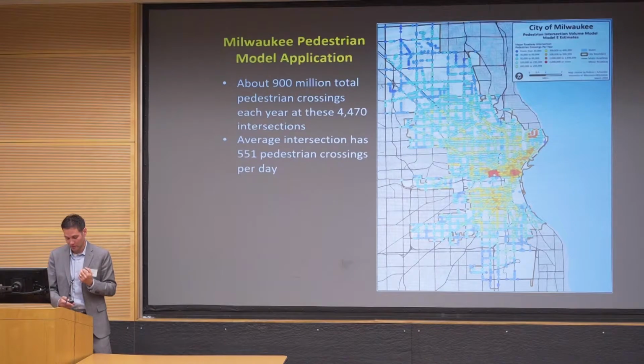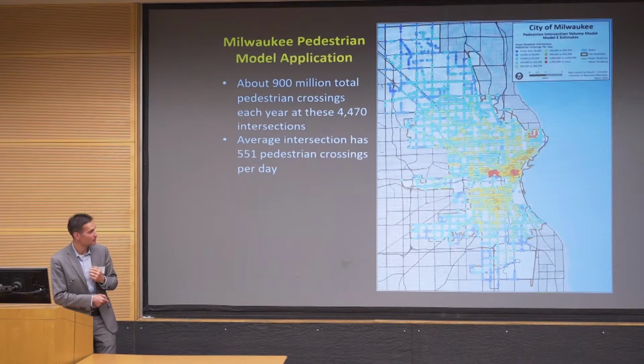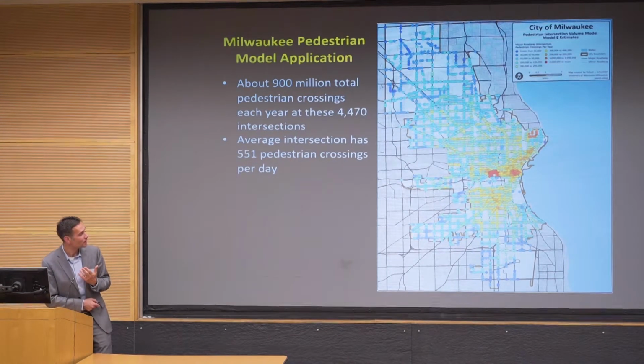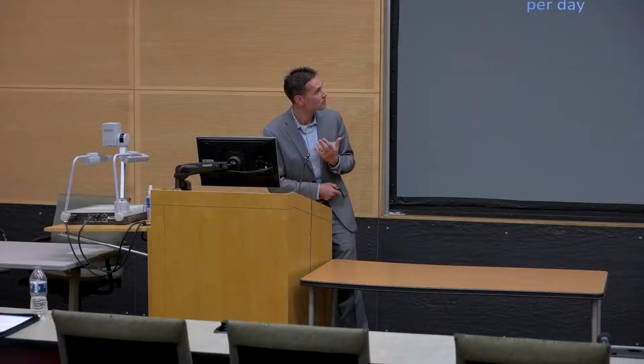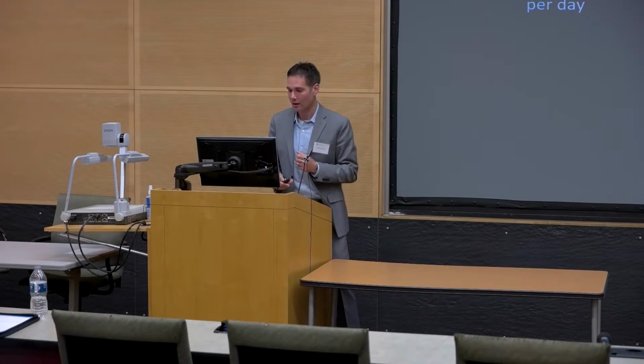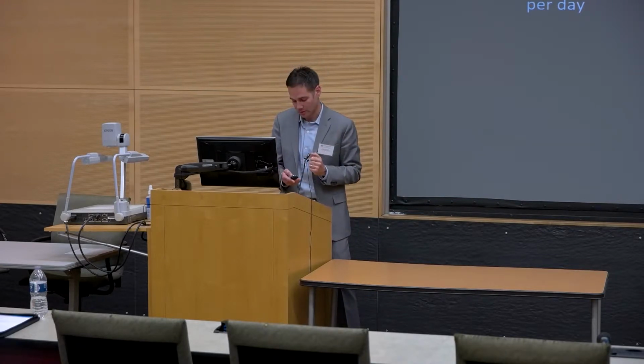You can see there are certain parts of the city where there are higher concentrations, close to downtown, close to Marquette University and the University of Wisconsin-Milwaukee. There are also some commercial corridors that have relatively high pedestrian volumes, though the locations that are lower density residential areas that are dispersed have lower pedestrian volumes.